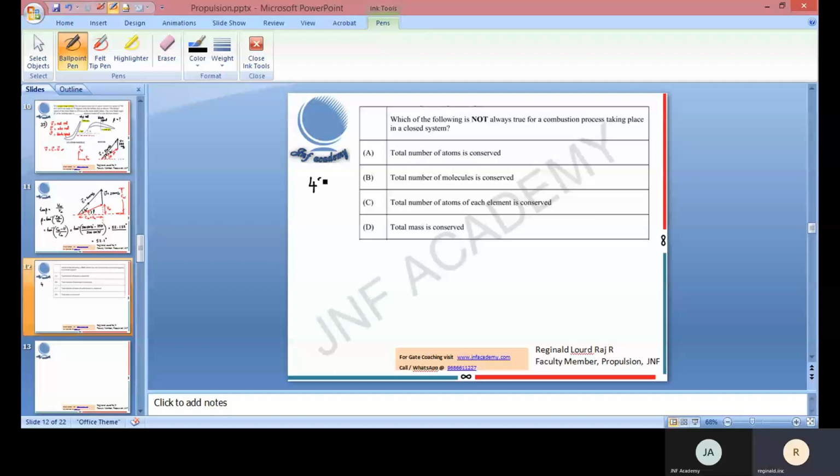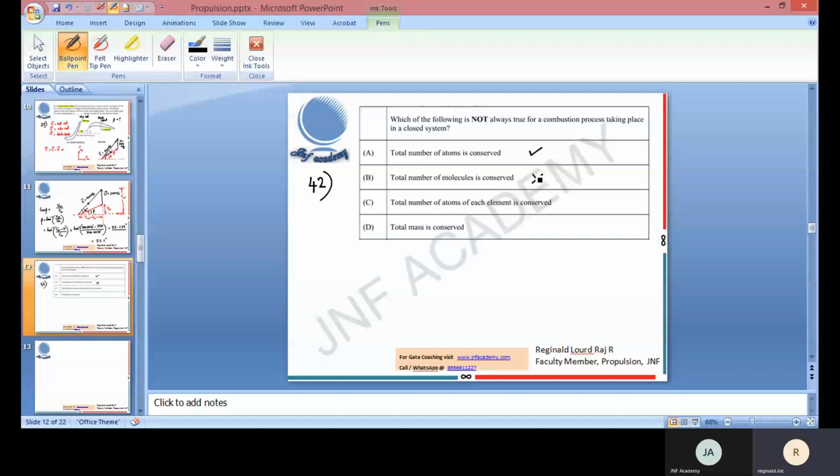This is question number 42, the first 2 mark question that we are going to discuss. Which of the following is not always true for a combustion process taking place in a closed system? First of all, it's a closed system and it's a combustion process. The total number of atoms is conserved. Yes, definitely in any combustion process, the total number of atoms has to be conserved. The total number of molecules is conserved?